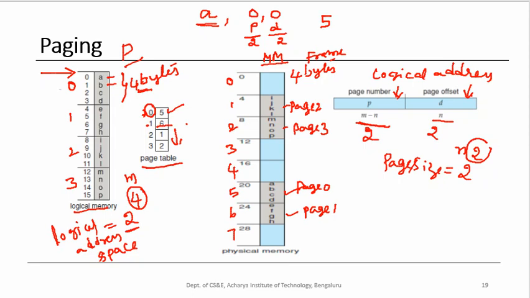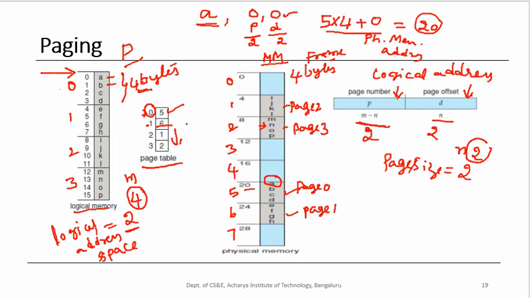That's the frame number. Each frame is of size 4 bytes, so we multiply this by 4, plus the displacement, which is 0. We add that to this. So this becomes our physical memory address. What is the value of this? It is equal to 20. Now you just see at 20 what is present? A is present.